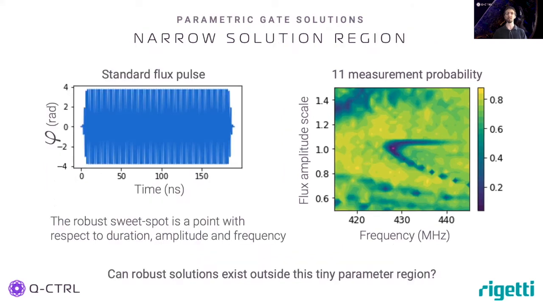Typical parametric gates involve pulses with fixed frequency, amplitude, and phase, as shown here in blue. Scanning the amplitude and frequency in experiment for half of this pulse lets us see the effective population transfer regions out of the 1-1 state that we require for a CZ gate. There is a very small region depicted with a pink point corresponding to the robust sweet spot. A key question here is, can robust solutions exist outside this tiny parameter region?